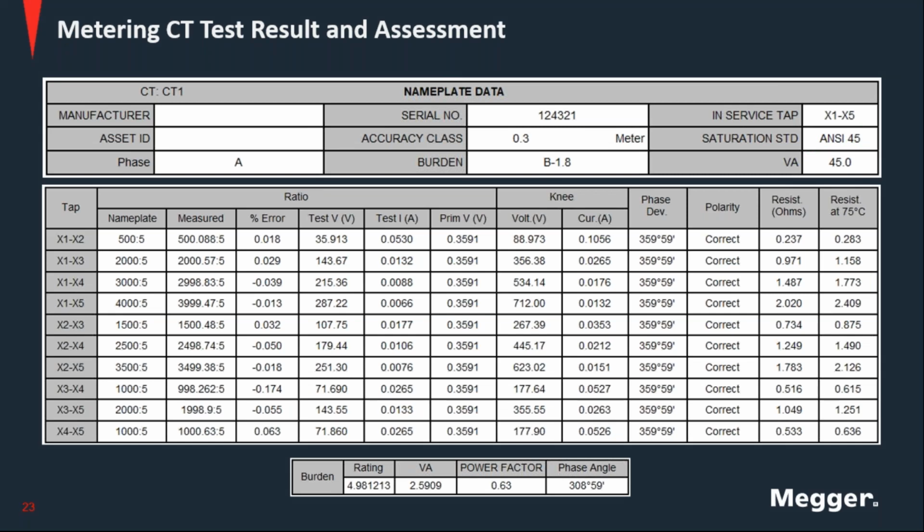So everything we see here is results from a test on this CT. You can see that it is a multi-tap CT. You have all the ratios here, and across the entire winding, X1 to X5 is a ratio of 4,000 to 5. The measured ratio is 3,999.47. So that means that there's an error of 0.013. According to this accuracy class, we could have plus or minus 0.3%, which we are far from, meaning that the ratio is very good.